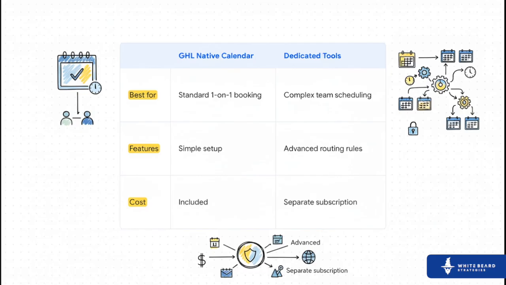But what if you have a whole sales team and you need to route leads to the next available person based on specific rules? Or you have really complex availability across different time zones? That's where a dedicated spoke like Calendly just shines. It offers those advanced features that totally justify having a separate subscription.